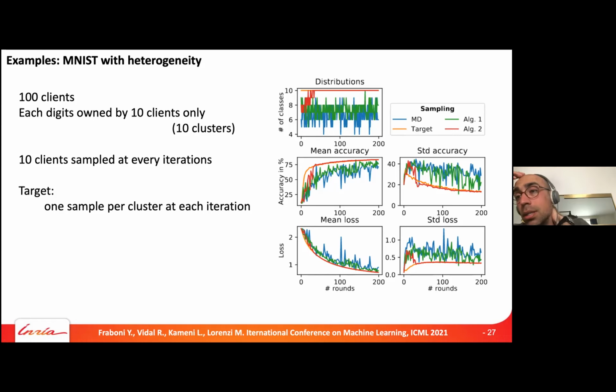Can I ask another question here? Yeah. So I'm a bit confused now because in the previous set of questions, you said that the main advantage here is you don't sample each client every time. So basically you have a computational advantage. But now it looks like algorithm 2 samples each client at every iteration.